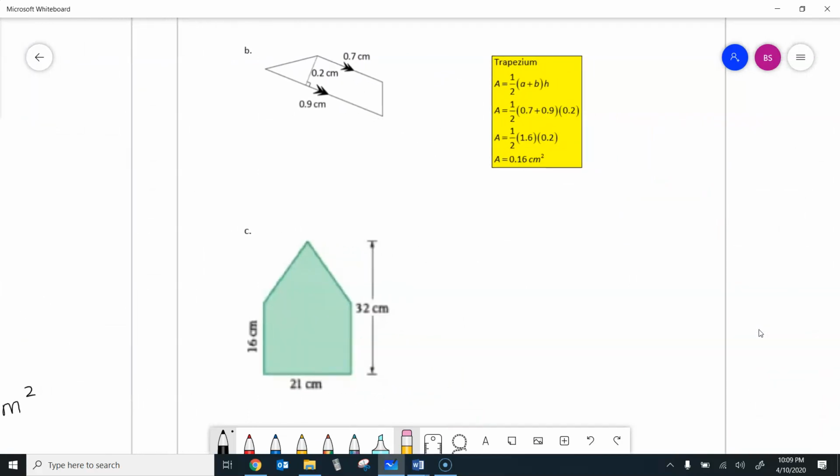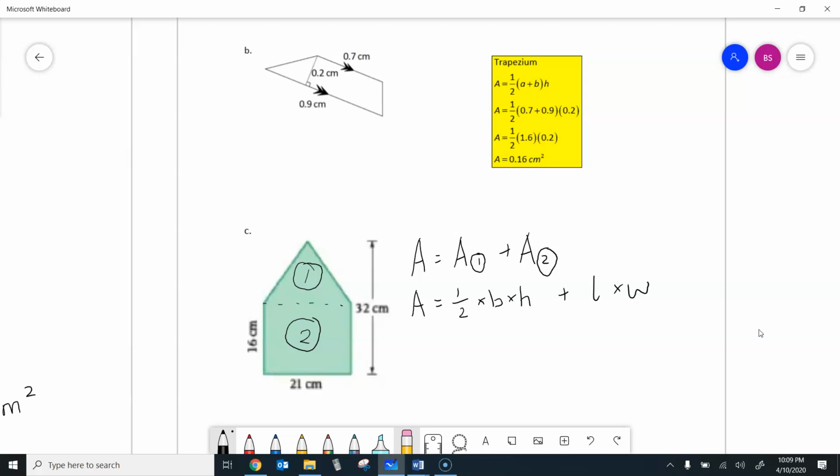Okay, part C. C is an example of a composite shape. So a composite shape is a shape that is made up of 2 or more different parts. So we're going to split this shape. I can see I've got a triangle here and I've got a rectangle down the bottom. So the area of the composite shape is area 1 plus area 2. That's the total area. I can again further break that up and write that as area 1 is a triangle, so it's a half times base times height. And area 2 is a rectangle, so it's length times width.